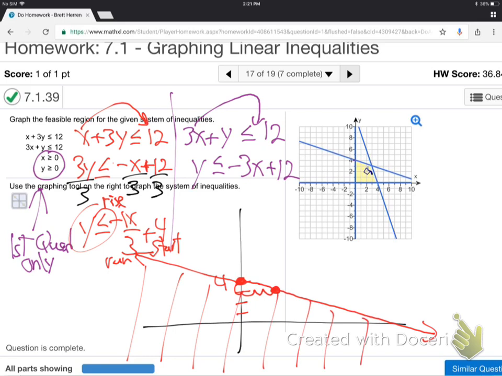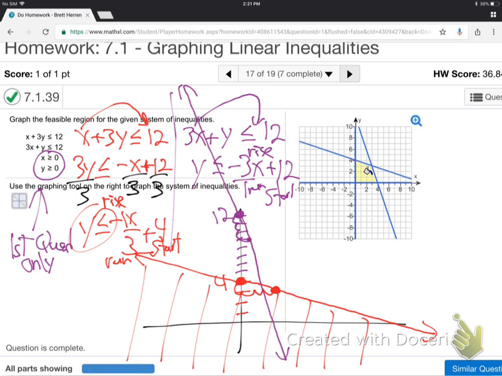And then the other one, the purple one, where do we start on the purple one? We start at 12. Way up at 12. 5, 6, 7, 8, 9, 10, 11, 12. Way up at 12, and you go down 3 over 1. This is rise over run. So down 1, 2, 3 over 1 like that, and connect the dots.